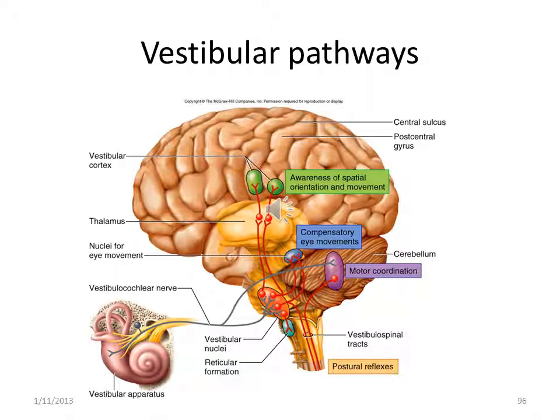Information about the position and movement of the head is transmitted from the vestibular apparatus in the inner ear through the vestibulocochlear nerve to a number of different nuclei all across the brain. You can see here that there are many connections to the vestibular nuclei, which are found in the brainstem, and that is where the vestibulospinal tracts begin. There are also connections to the cerebellum for coordination, and also to nuclei that control eye movement, and finally to the thalamus and vestibular cortex for awareness and perception of spatial orientation and movement.